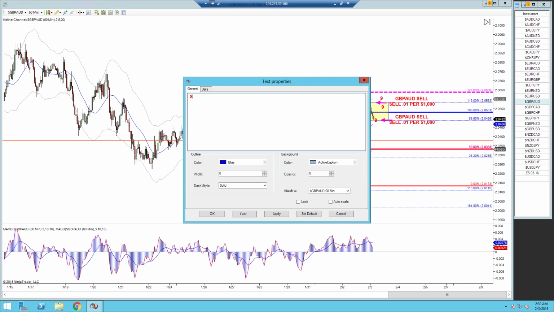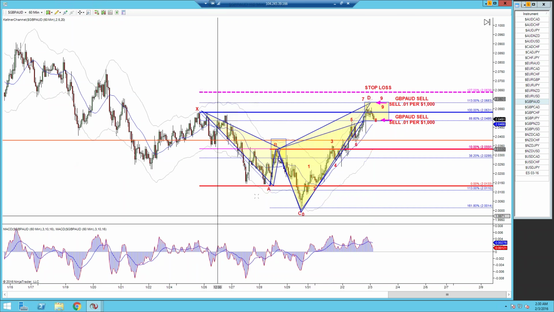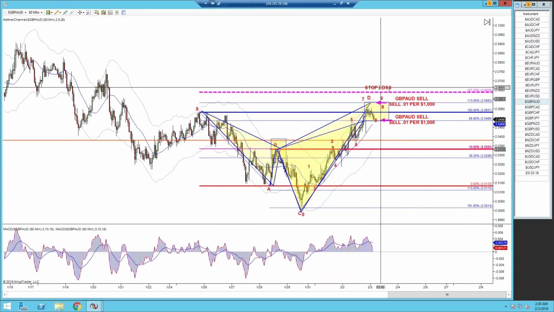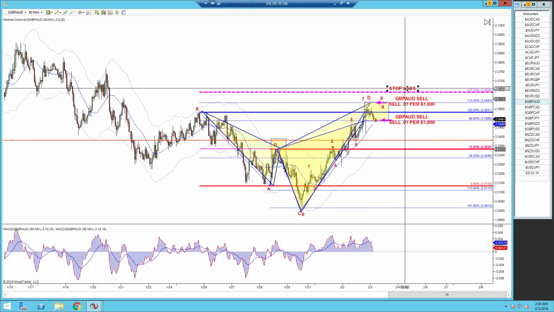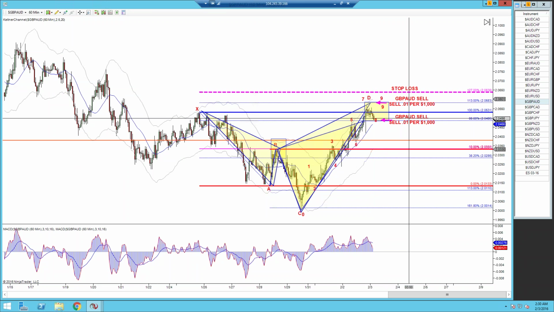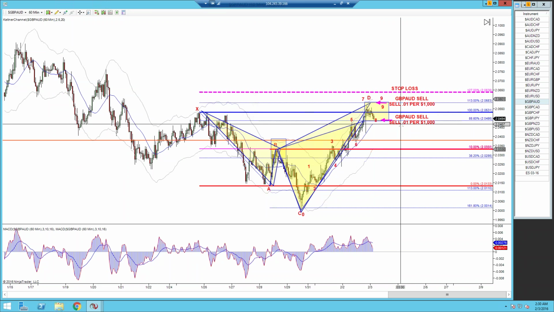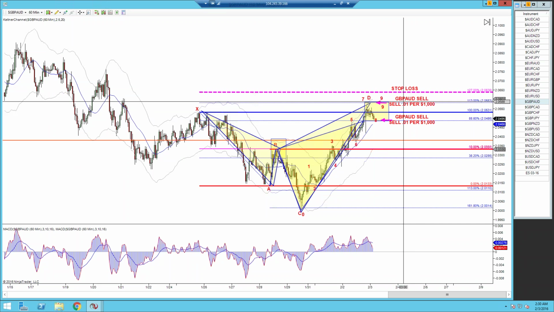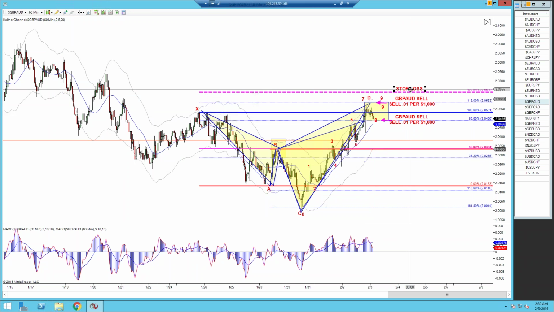This is a stop. All right, so your stop loss is here. You're selling GBP AUD, selling 1 micro lot per $1,000 in cash. You're selling 1 micro lot up here at 1, right? And then here's your stop loss on the trade.